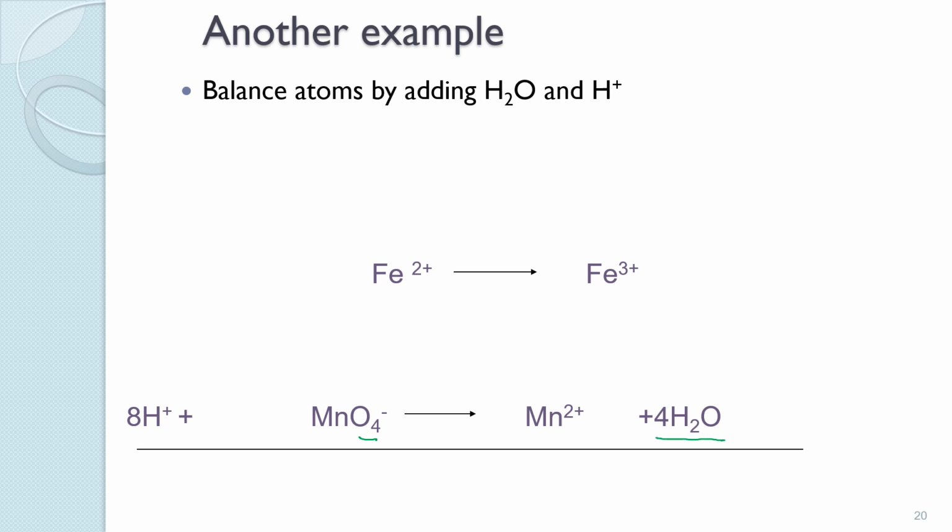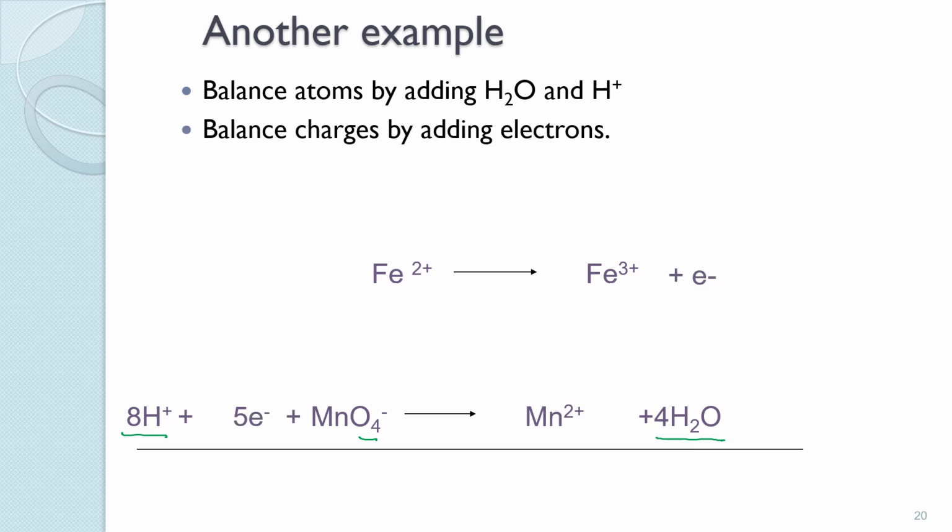Then I have to add hydrogen ion because now I have hydrogen on the right. So I have 8 hydrogen on the right, and so I have to add 8 hydrogen ions on the left. So I've balanced my H's and my O's. The next thing I want to do is balance my charges.